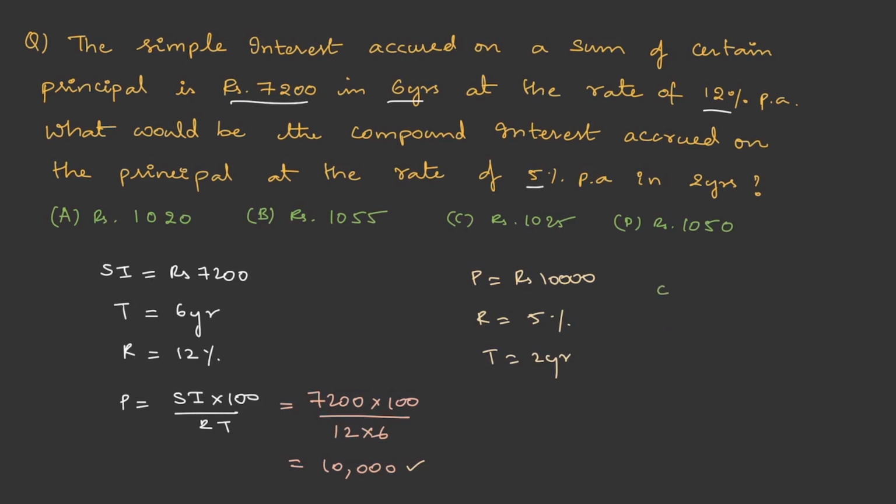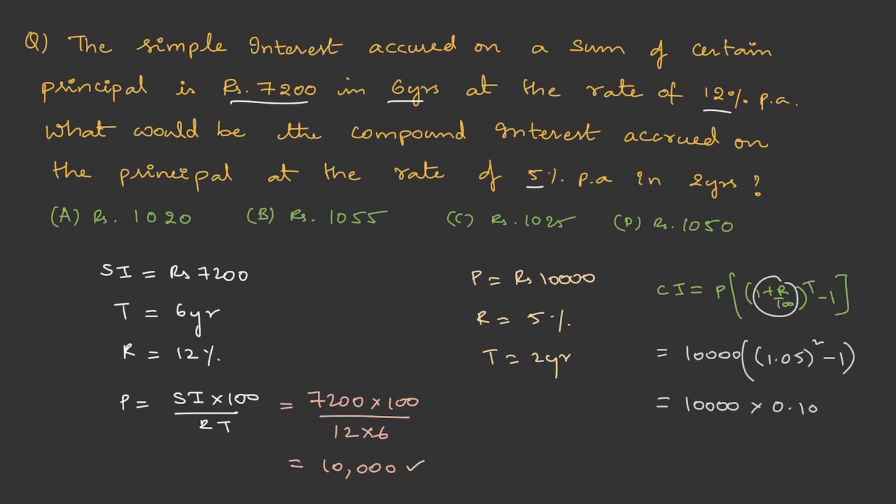Now we already know the formula. Compound interest is P into (1 plus R by 100) power T minus 1. So this is 10,000 multiplied by this whole quantity will become 1.05 square minus 1. This is 0.1025. Therefore, the answer is rupees 1025. Therefore, the option is C.